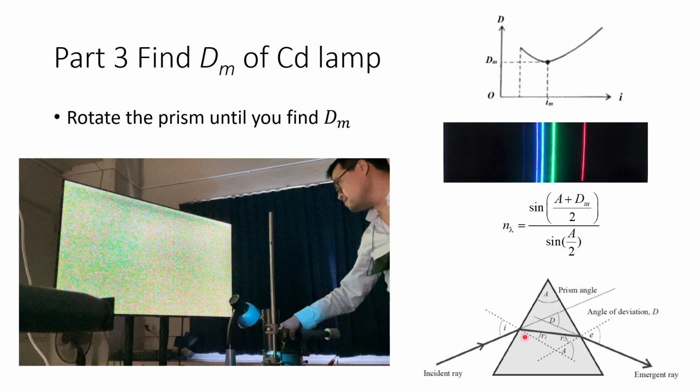So you want to keep twisting this prism until you find the location of that angle. Once you find the location where the deviation is the minimum, you can start calculating the index of refraction from this equation, using A from the first part, which should be around 60 degrees, and DM, which is the minimum deviation for each different color. So you want to find the location of minimum deviation of red, green, blue, and then violet. Okay.